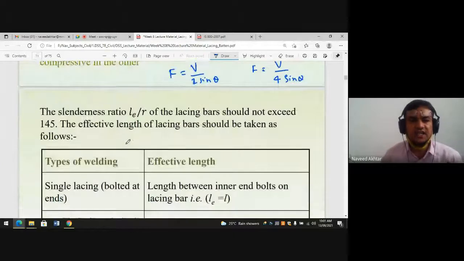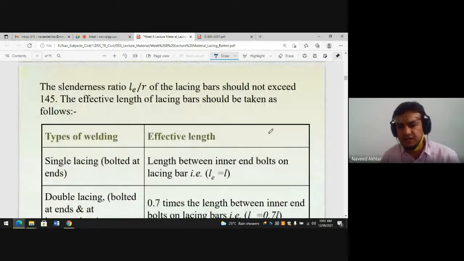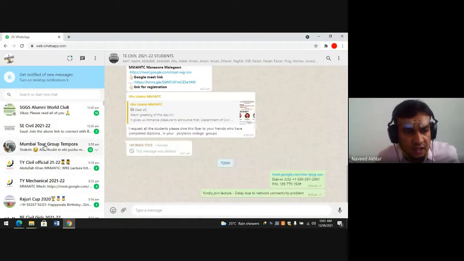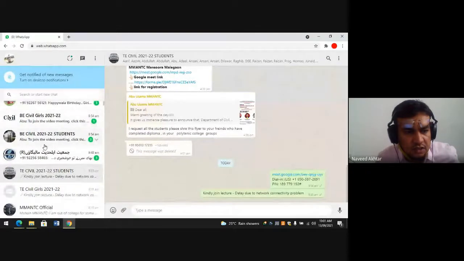Okay, now the slenderness ratio LE upon R of the lacing bar should not be. So we have already studied this time. You have another class, so we will take extra classes.